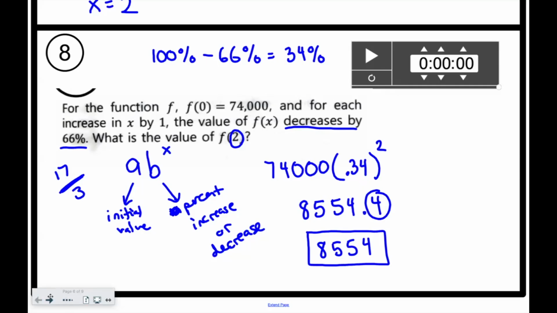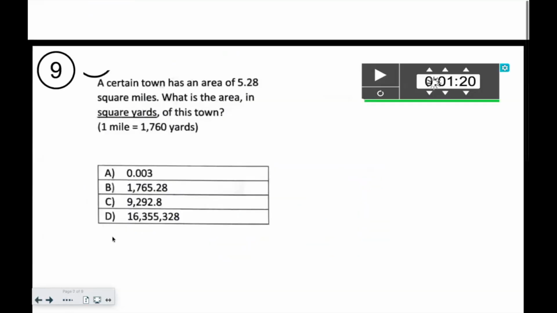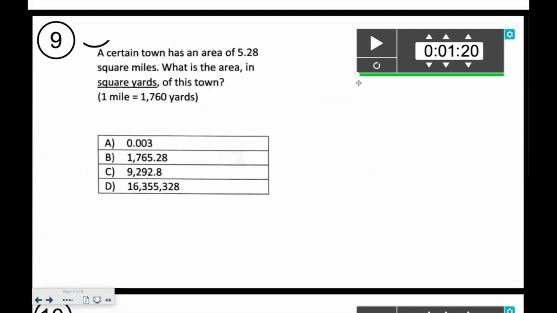Okay, let's keep going. Let's take a look at number 9. So we've got a unit conversion problem. For this one, I like to use dimensional analysis. So I have 5.28 square miles. I'm going to write it like this.